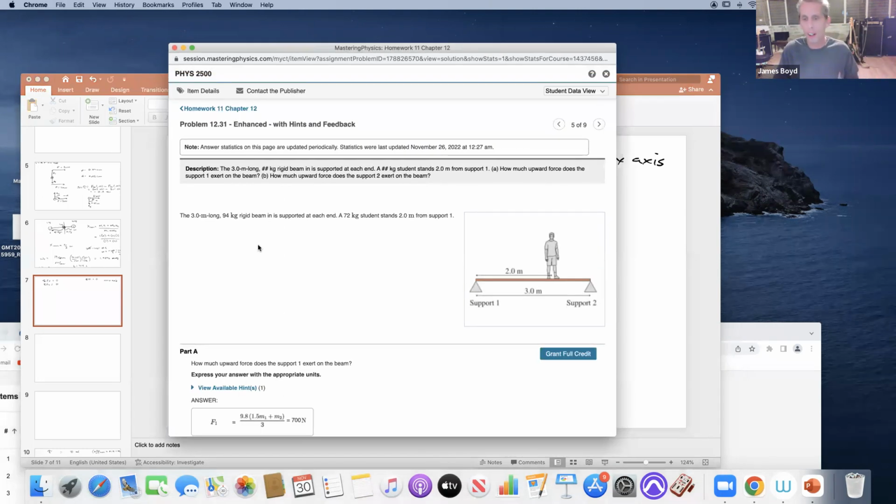I usually start off drawing the forces, but we're told that this thing is 3 meters long. There's 2 stands, one on either side. And the beam is 94 kilograms, the student's 72, and he's 2 meters away from support 1. And we want to know how much force does support 1 exert.